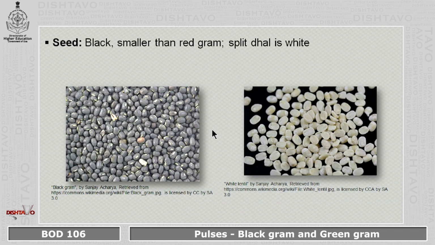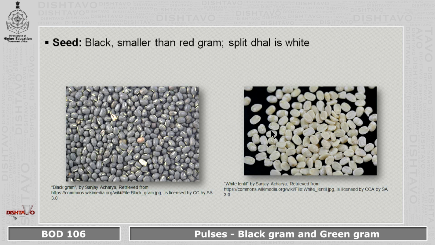Now come to the seeds. Seeds you may not have seen commonly for urad dal because you will get mostly the dal form. So seeds are black, smaller than red gram. Only the split dal we have seen, which will be white in color.